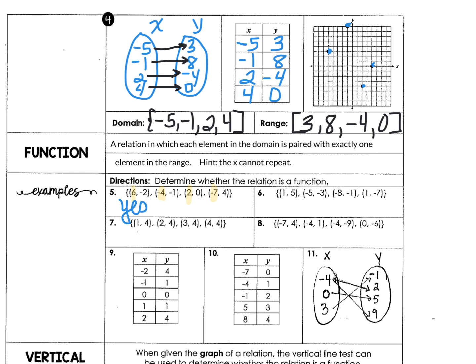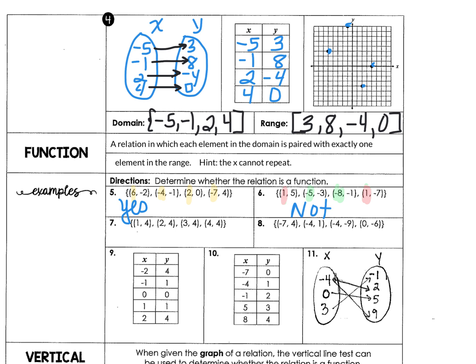I'm going to look at number 6. Again, I'll use my highlighter for you. I have a +1, I have a -5, I have a -8, and a +1. Okay, so here's my problem right here. I have 2 +1s. And because I have one paired with 5 and one paired with -7, this is not a function.